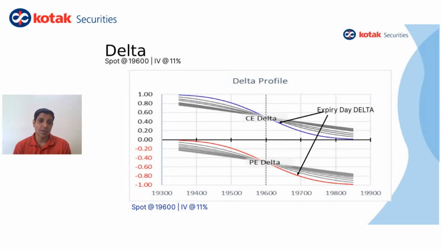So this is the significance of delta, and it is very important that when you trade options, especially on expiry day, this helps you choose which strike you need to buy when trading on the expiry day.